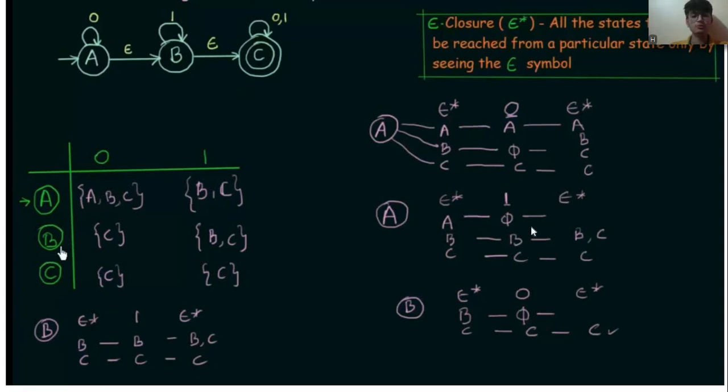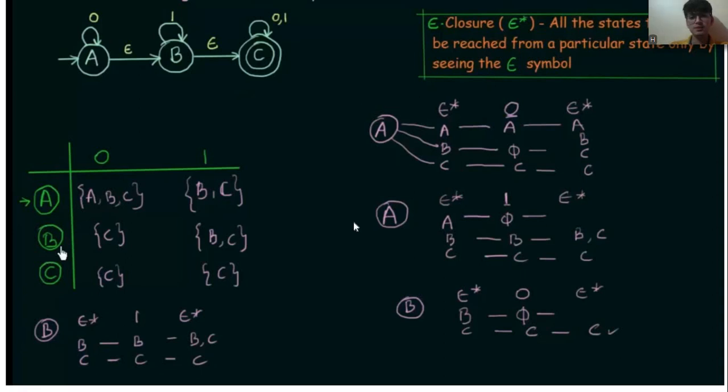Then for these outputs, we are going to apply epsilon closure. By saying empty set, we know that we cannot apply anything for this. For B, on applying epsilon closure, we will get B and C. So we will write it down as B and C here. Then for C, on applying epsilon closure, it goes to C itself. So write it as C.